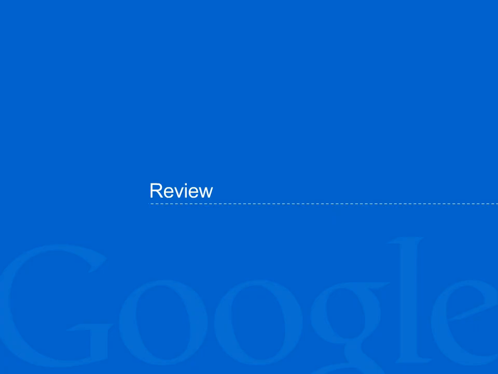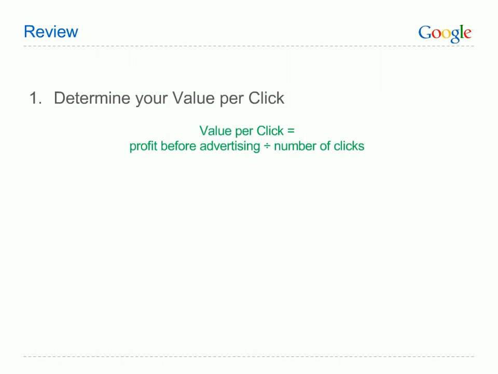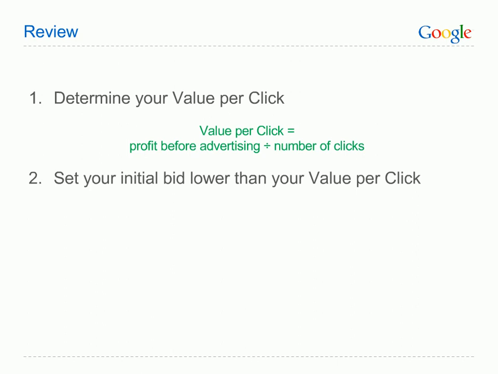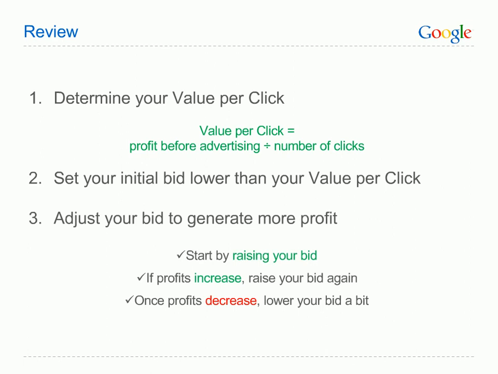Now, let's do a quick review. The 3 steps for setting your bids are: 1. Find the most you can pay for a click, also known as your value per click. Remember, value per click tells you the highest bid you can set and still be certain you'll break even. It's calculated by dividing profit before advertising costs by number of clicks received. 2. Set your initial bid to a value below your value per click. And 3. Adjust your bid until you find the point that generates the highest profits.